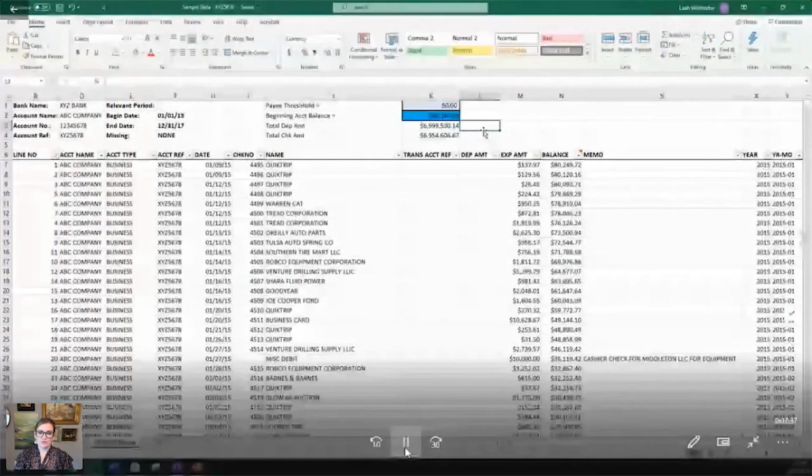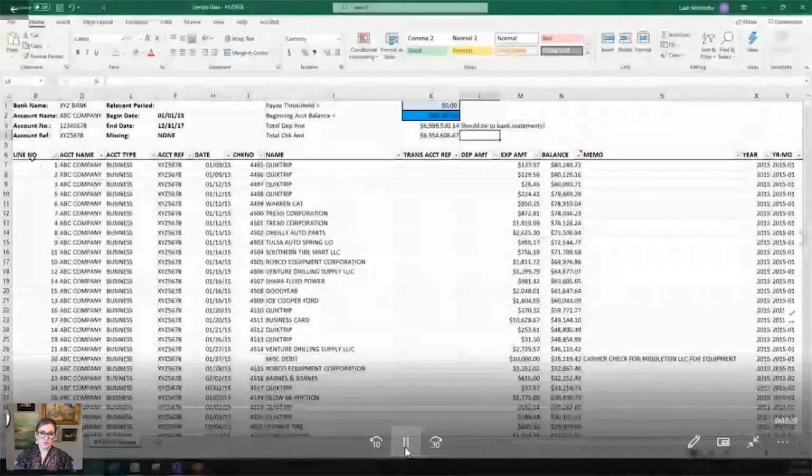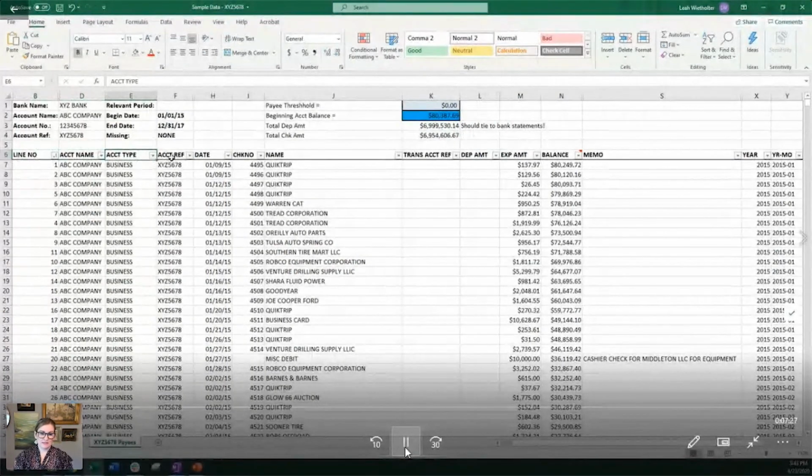Also, whenever we've scheduled everything, we like to tie it out to the total of all the bank statements. Do our total deposits and total check amounts tie out to the bank statement? We give every spreadsheet a line number. We have our account name, account type, account reference, and our statement date.